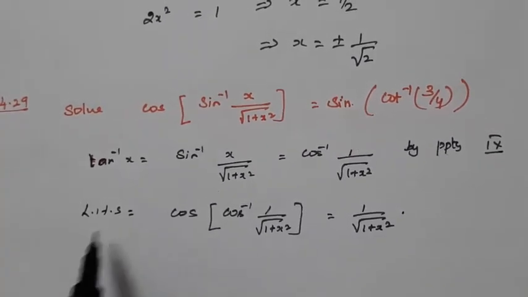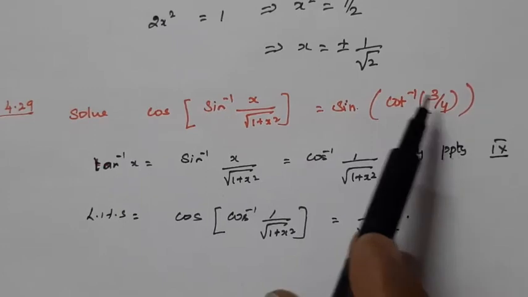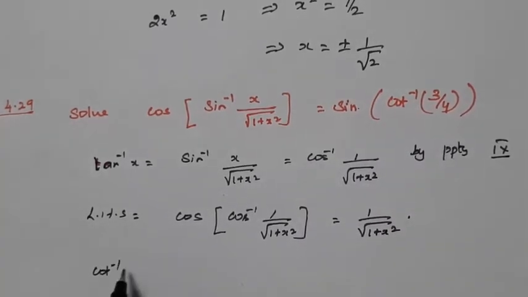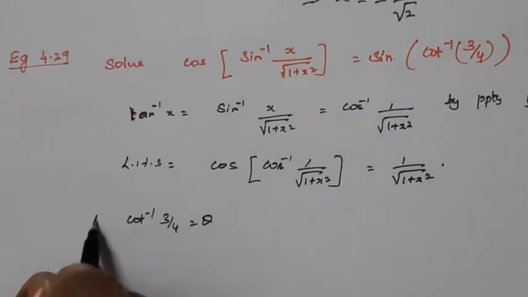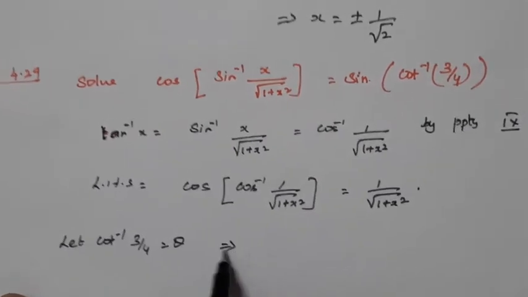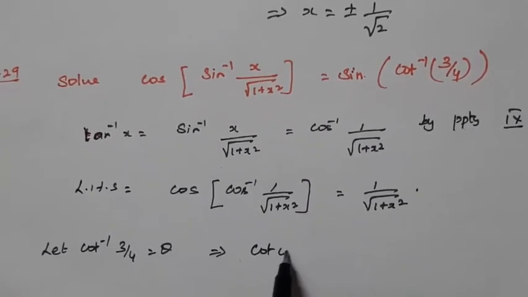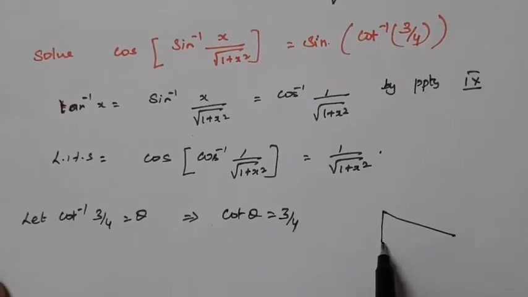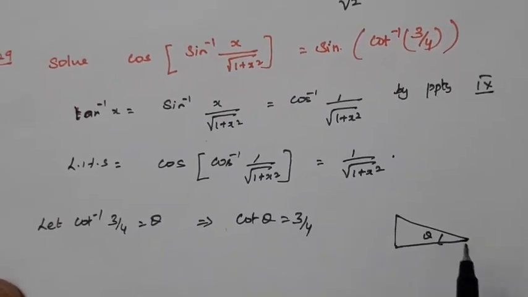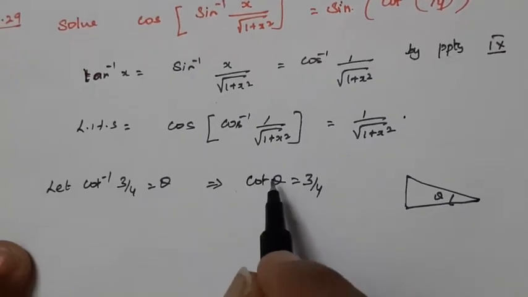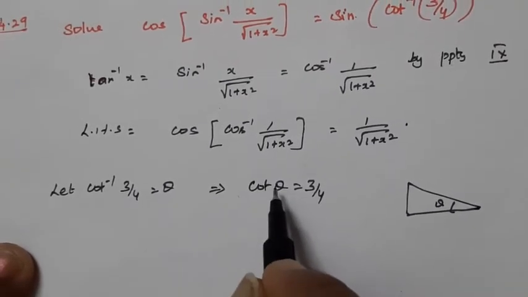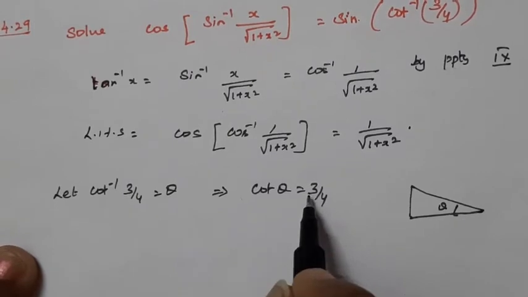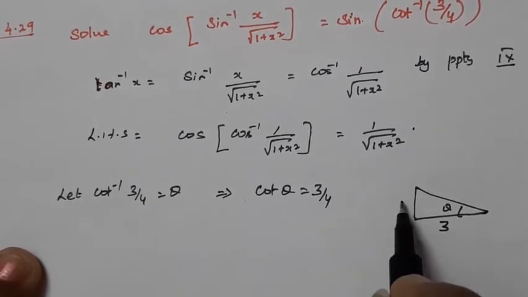Okay. Now coming to the right hand side, let us take cot inverse of 3 by 4 equal to theta. This implies that cot theta is equal to 3 by 4. So in this case, you have to construct a right angle triangle. Here cot theta means cos theta by sin theta, that is adjacent by opposite is equal to 3 by 4. So adjacent is 3, opposite is 4.